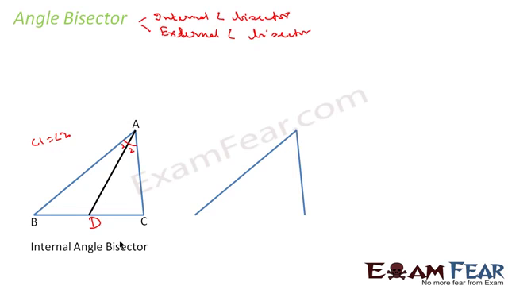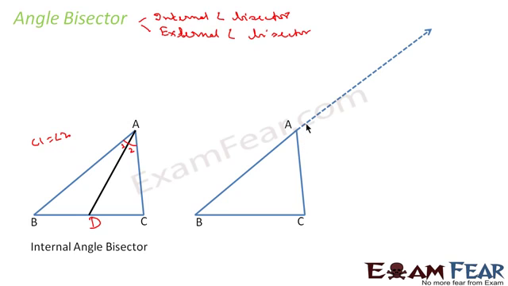Now let's draw the external angle bisector. We draw this triangle. We have this point A, B and C. This is a triangle now. Now for this same angle A, I want to draw the external angle bisector. So the external angle is this angle. So first extend this. We have extended this. So this is our external angle. Correct? This is the internal angle. This is the external angle.